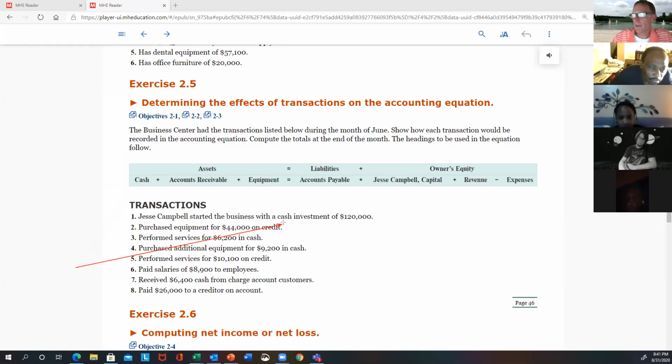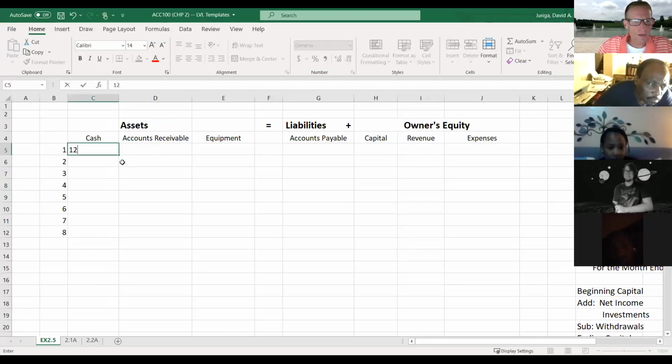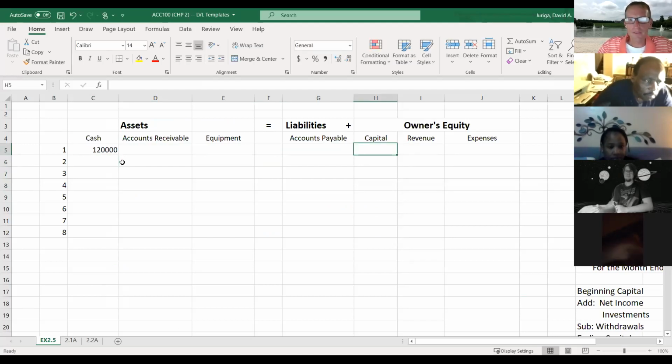And then what's the other effect? What's the offset to that? Where is it going to go? Capital is going to be $120,000. Got it. So you'd have cash 120, capital 120. Now I'll go to my screen and type in 120,000, and then capital. Let me change my format so it's easier for you guys to look at. Let me move this to the bottom.